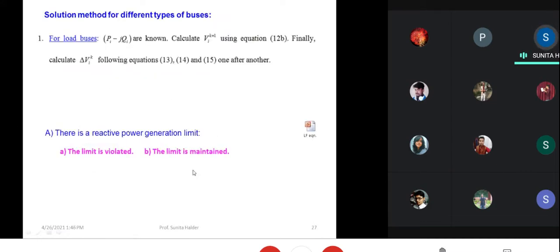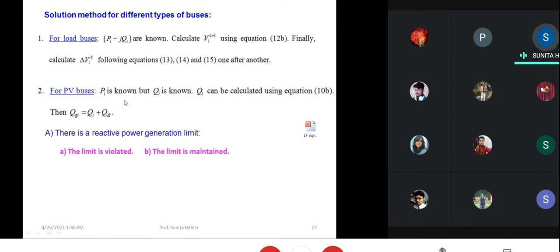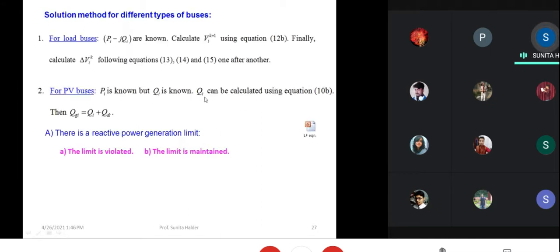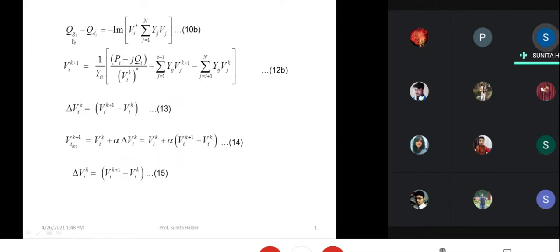But for generator buses, it is a PV bus. To calculate these voltages, we have to know Q, but for generator buses Q is not known. So at first we have to calculate this Qi. How can we calculate? Qi is QGi minus QDi, so we can calculate this from this equation. Then that Qi we put here to calculate the bus voltages. So this is the thing.